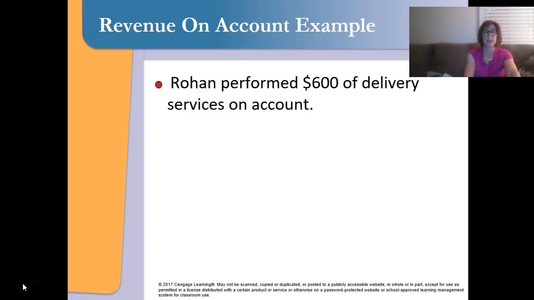So the only sale that we had made so far in Rohan's business involved a cash sale. We're going to now look at a sale on account, from an accounts receivable standpoint. This will look slightly different, but not terribly different. And don't be confused by the fact that we will not have actually received the money for this at the time the sale is made.